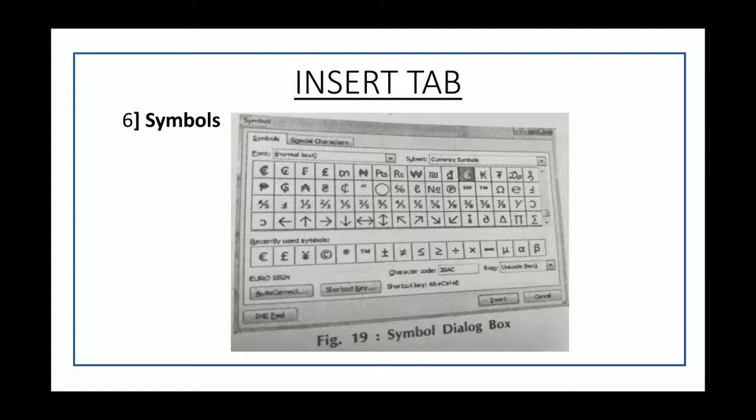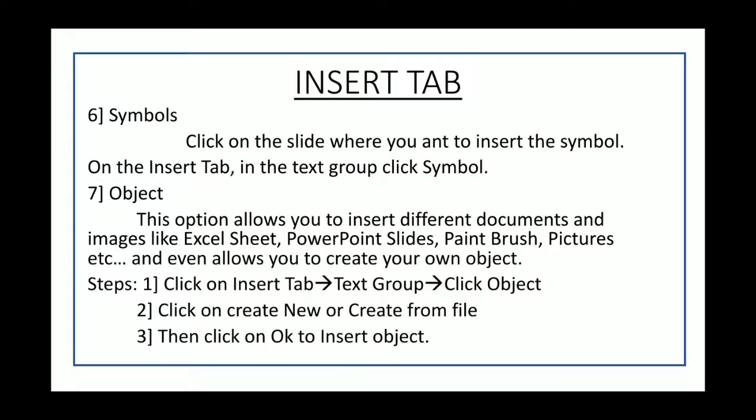This is the same symbol dialog box and symbol option you have used in MS Word also. Just click on the slide where you want to insert the symbol. On the Insert tab, in the Text group, click Symbol. A dialog box will appear. Select whichever symbol you want to insert and click Insert. That will be inserted into your presentation.